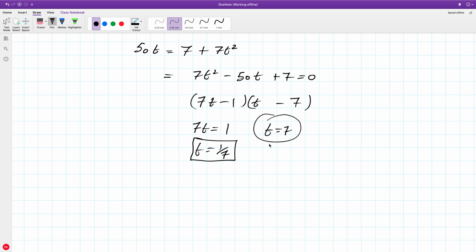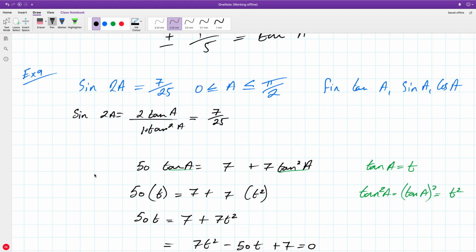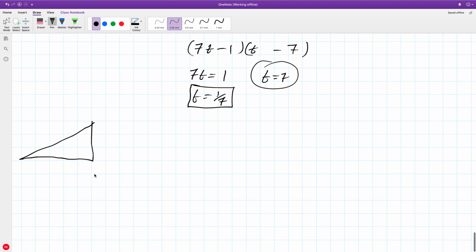T is equal to 7. So, case 1. There's your triangle. Because at the beginning of the question, they asked us to find tan A, sine A, and cos A. So we said t is equal to tan, so the tan of A is equal to 1 over 7. There's your angle A. What's our formula for tan?